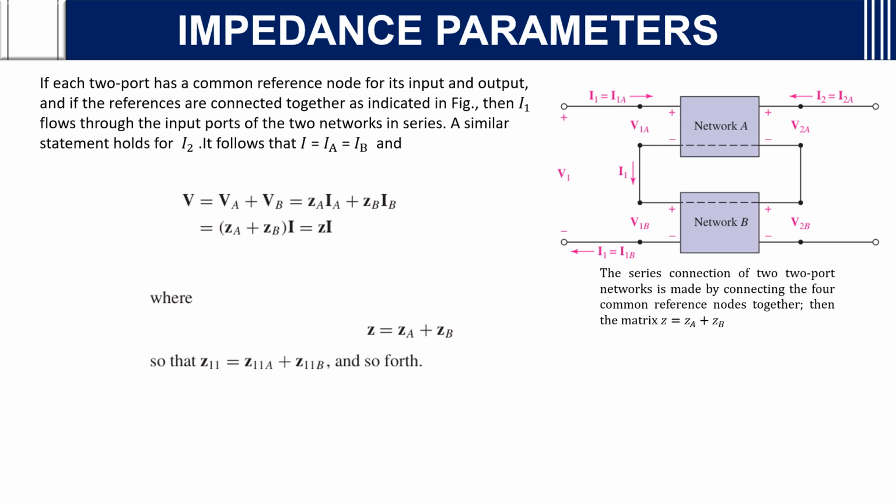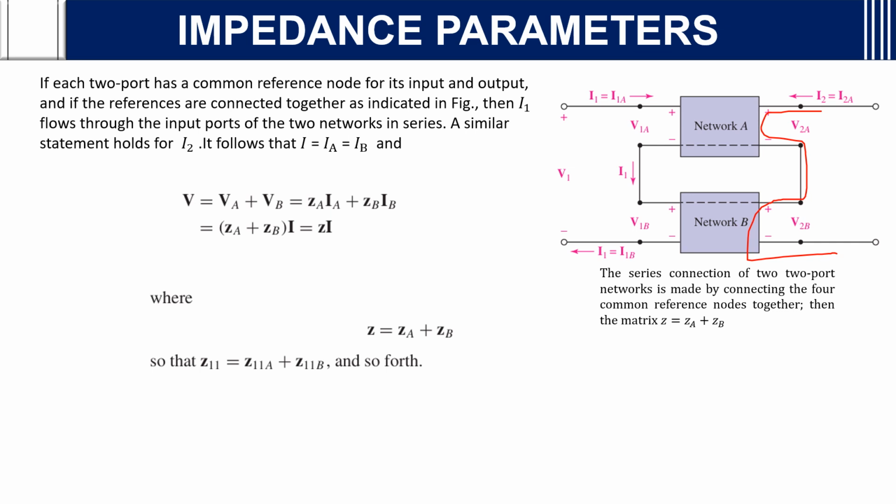Now, if each two-port has a common reference node for its input and output, like this, and if the references are connected together as in the figure, then I1 flows through the input ports of the two networks in series. See how I1 is flowing? I1 is flowing in series. So it is called a series connection of two networks. A similar statement holds for I2 also. In the same way, it is moving in series.